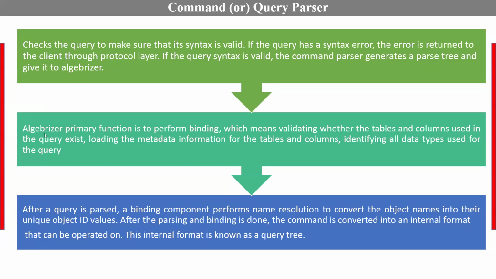This is very important. What is this one? Semantic check. Yesterday we discussed that the semantic check means it will validate whether the tables and columns which you used in the query exist, loading the metadata information related to the columns, identifying all the data types and the values, everything. So here in the semantic check, what exactly is it doing? It is trying to get the information related to your query, meaning what tables are involved and how you designed the query.